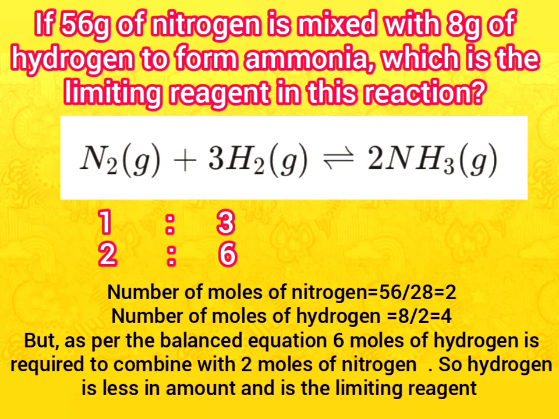Actually, for 2 moles of nitrogen, 6 moles of hydrogen are required. But as per the details given here, only 4 moles of hydrogen are present. This means that hydrogen is less in amount and thus hydrogen is the limiting reagent in this question.